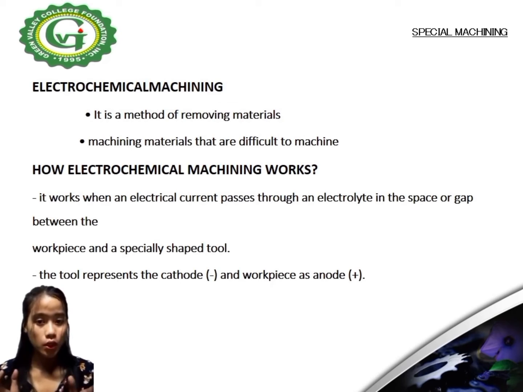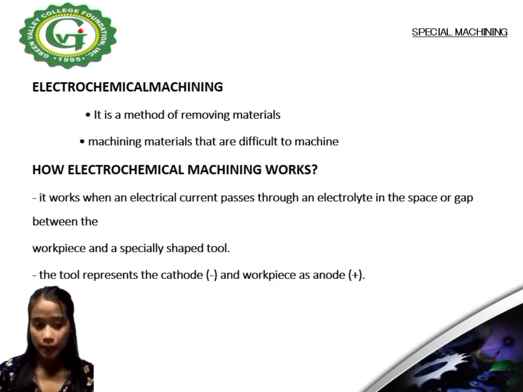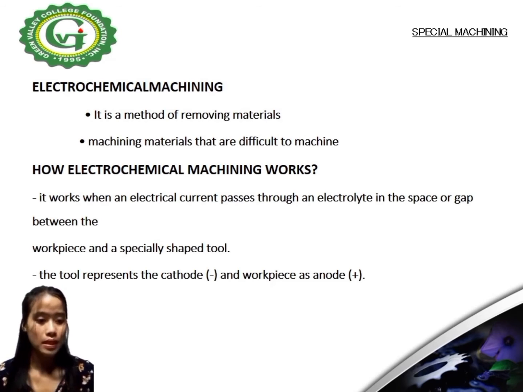The workpiece is charged positively and the tool negatively, and between the two pieces there's a tiny gap where they don't actually touch, but there's an electrolyte fluid between the two that slowly removes atoms. And as the tool slowly moves toward the workpiece, more and more atoms are removed until the workpiece conforms to the same shape as the tool.